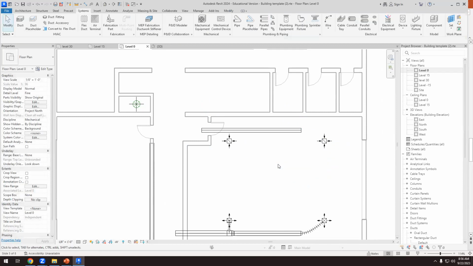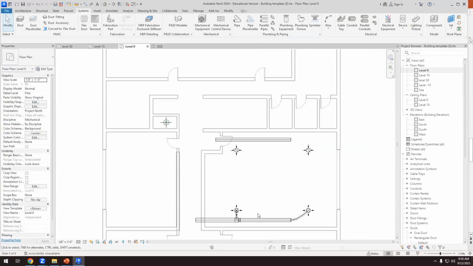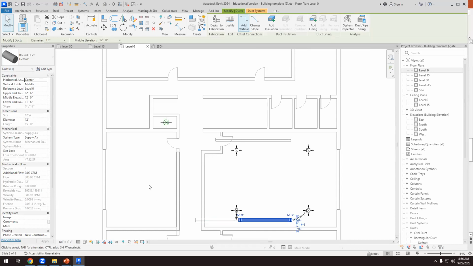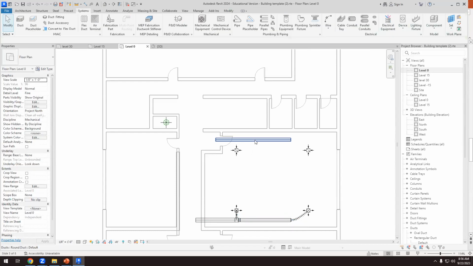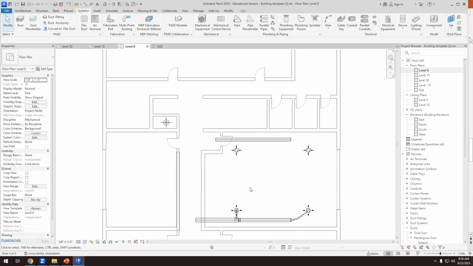And now this is extremely important. We have to pay attention to this. If we select this duct, the supply, what do we have here? System, supply air. If we select this one, what is this? Supply air. We can't connect a return diffuser to a supply air duct. So we have to change this to return air. And now it will work.